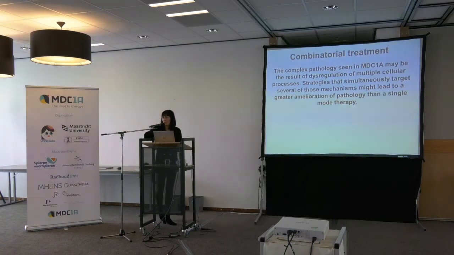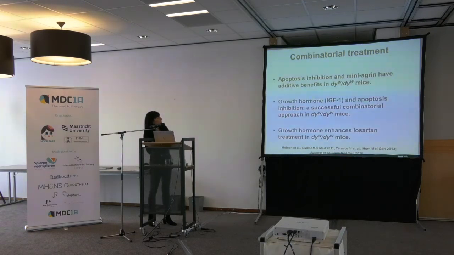And Sweta has done a lot of work in trying different combinatorial treatments in animals. She has, for example, shown that a growth hormone and an apoptosis inhibitor successfully reduce muscular dystrophy in DyW animals. She has also shown that growth hormone together with the antihypertensive drug losartan also significantly reduce muscular dystrophy in animals. And also Marcus Durbeej has tested apoptosis inhibition and miniagrin and showed that they have additive benefits in DyW animals.